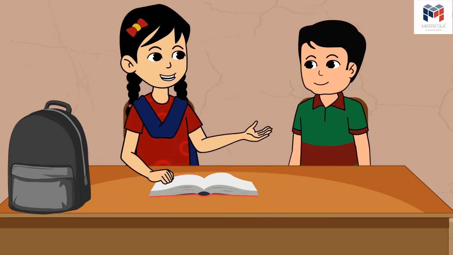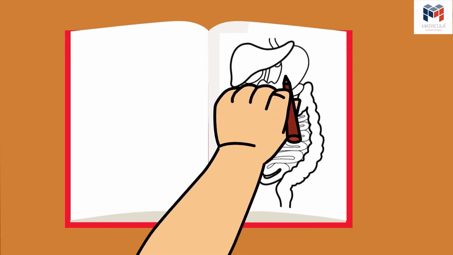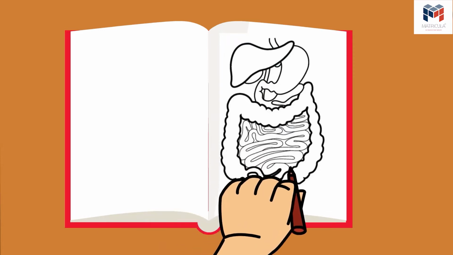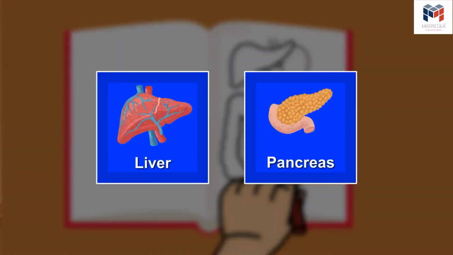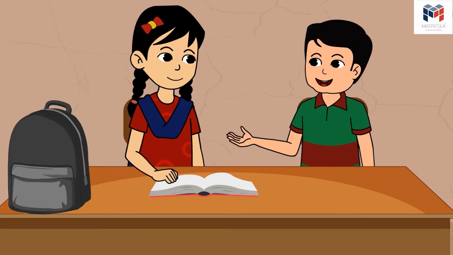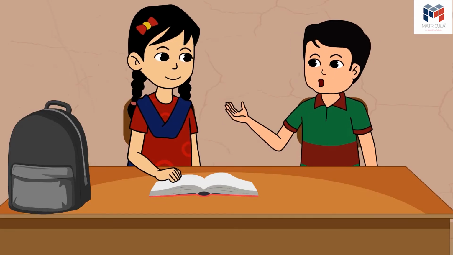Bring the drawing that I was drawing to help you learn. The food reaches the small intestine from the stomach. The small intestine is about 7.5 meter and it is a coiled tube-like structure. It receives juices like bile from the liver and pancreatic juice from the pancreas. 7.5 meter, such a long intestine.